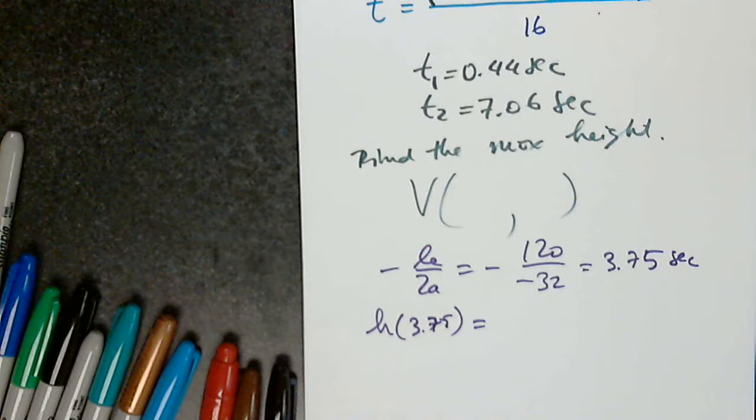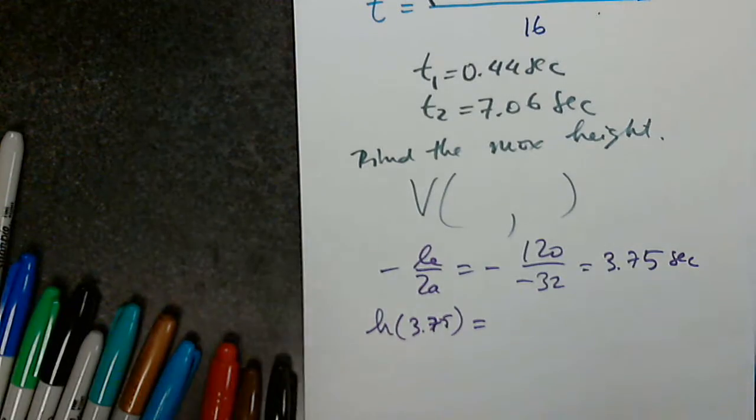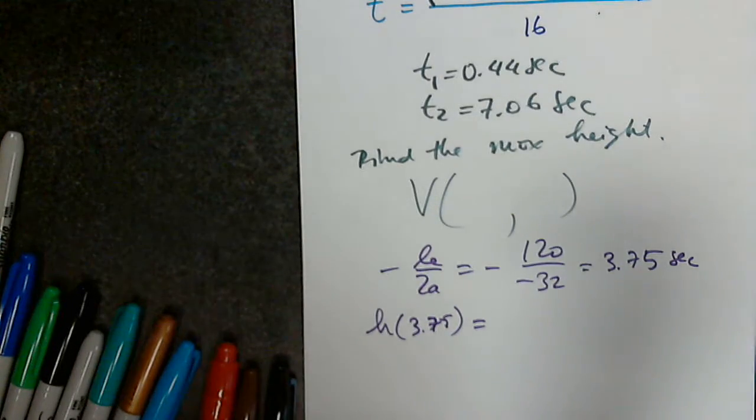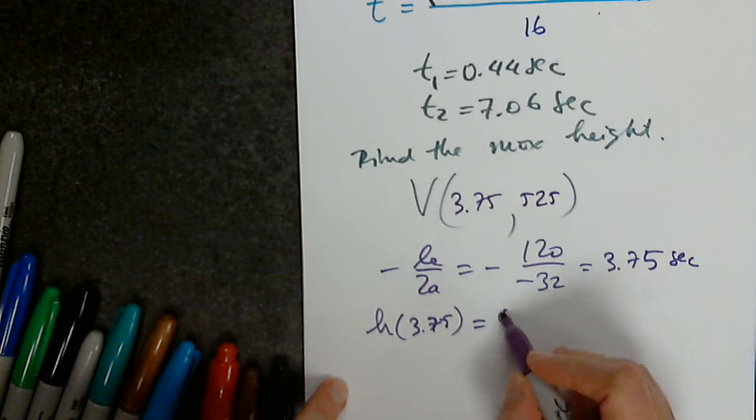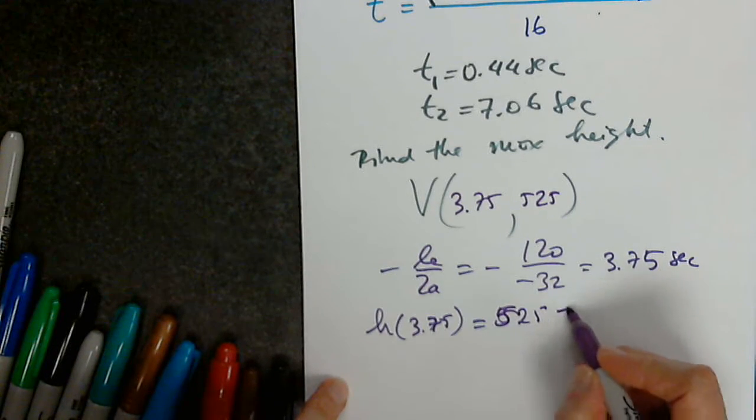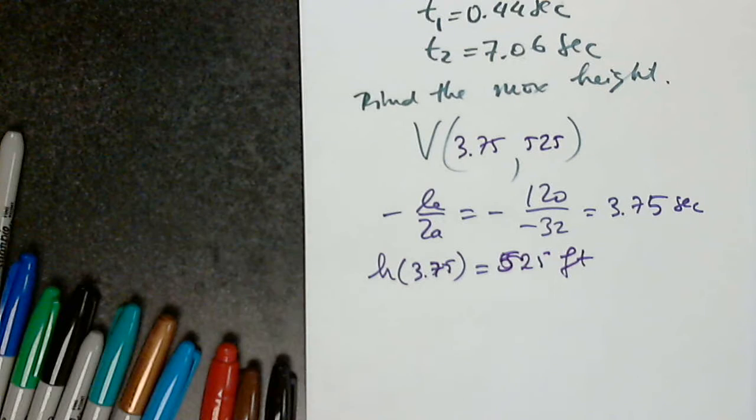Good. So I have second and table, and I'm plugging in 3.75. So the maximum is 525 feet. So 3.75, 525 feet. Perfect. Any questions? Okay, next question.